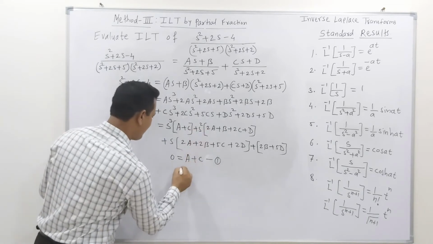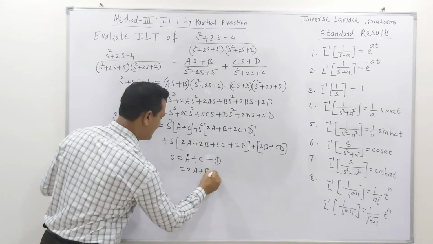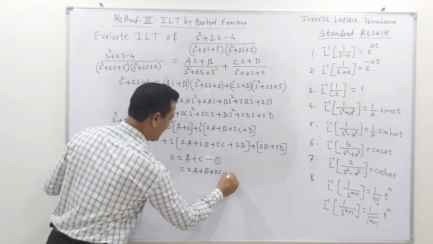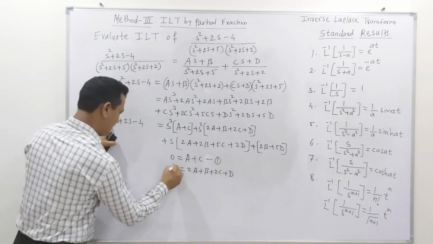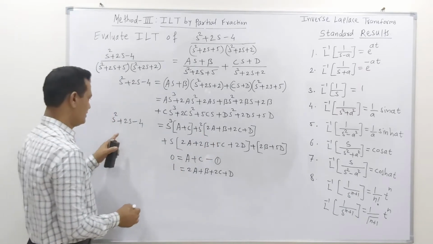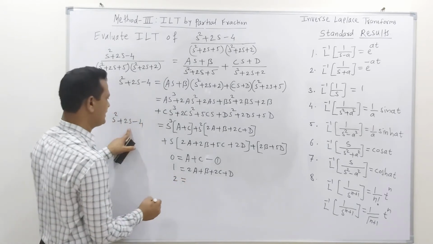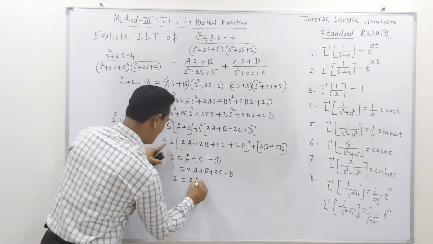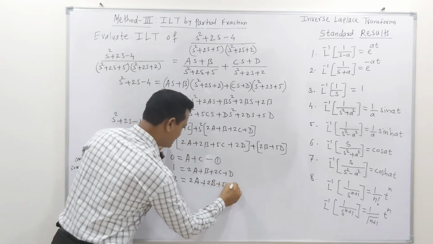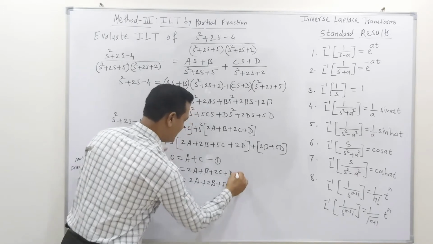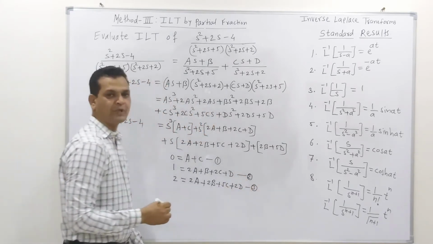So now the coefficient of s square is 2a plus b plus 2c plus d. So this is the coefficient of s square. The coefficient of s square on the left side is 1. So next, the coefficient of s is 2, which is equal to 2a plus 2b plus 5c plus 2d. So let's call this equation number 2. Let's call this equation number 3.